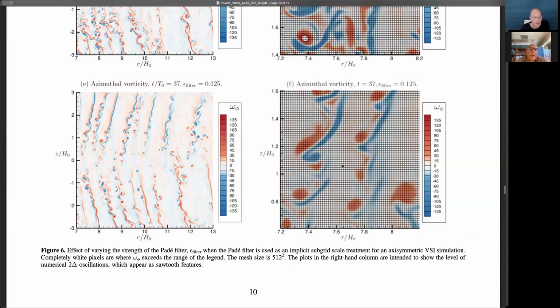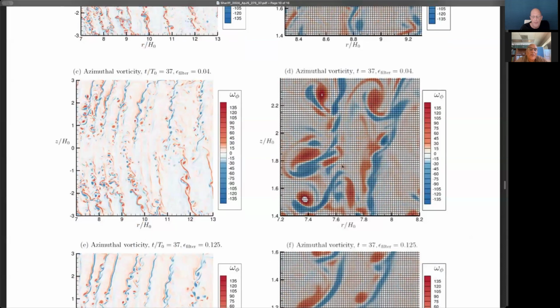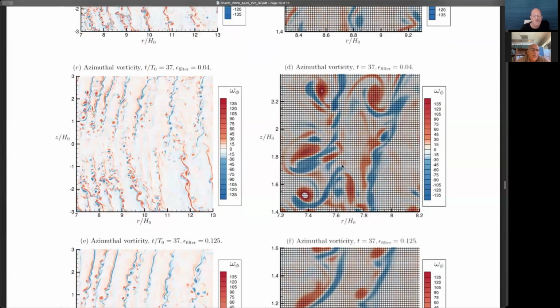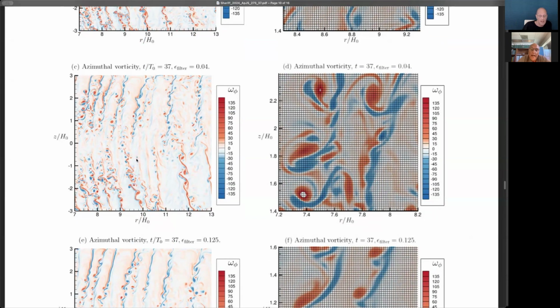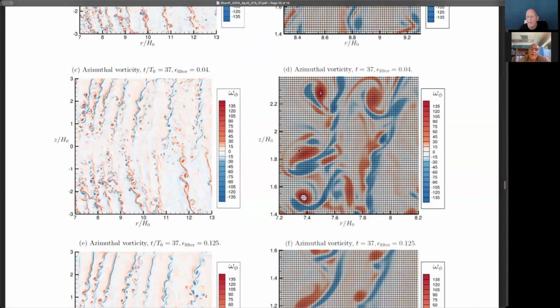Now we're going to back off on the filter, to 0.04. You see that you have many more small fine structures, finer scale features. If you look at the right-hand side plot, you see that the shear layers are thinner, the eddies are smaller, and also more intense. There are white regions, which are off the scale, higher than the vorticity value of 135. So the vortices are even more intense.